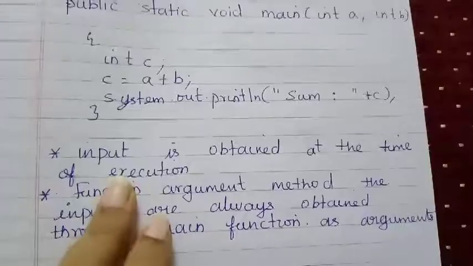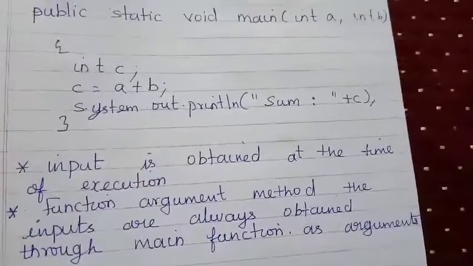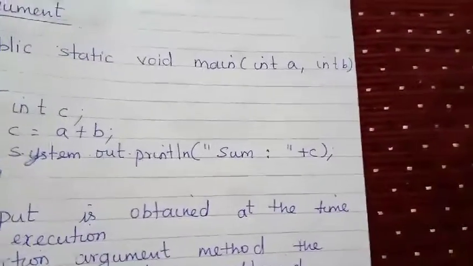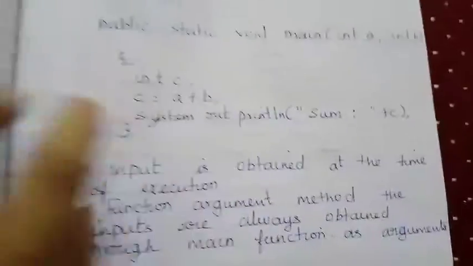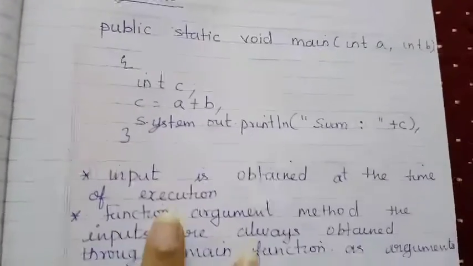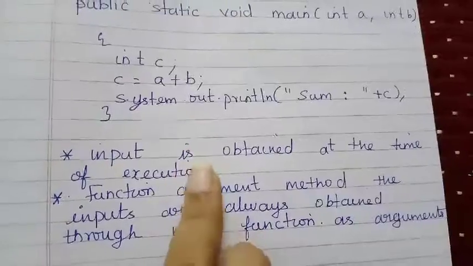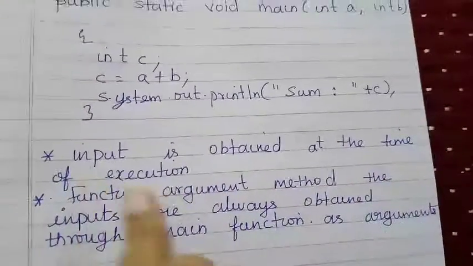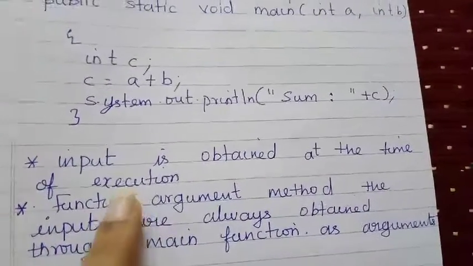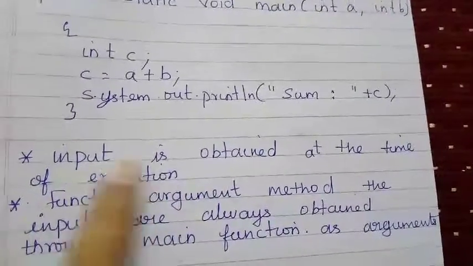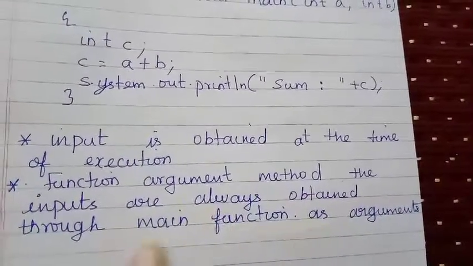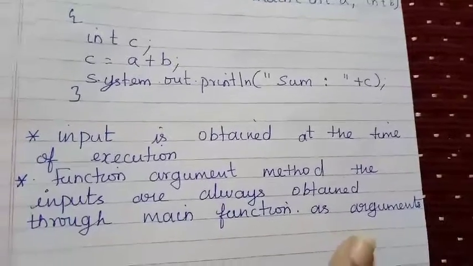Now in this function argument method, input is obtained at the time of execution. While getting the input through this function argument method, the input is obtained at the time of execution. When you are executing the program, you will be getting the argument. I will tell you about this. In the function argument method, the inputs are always obtained through the main function as arguments.